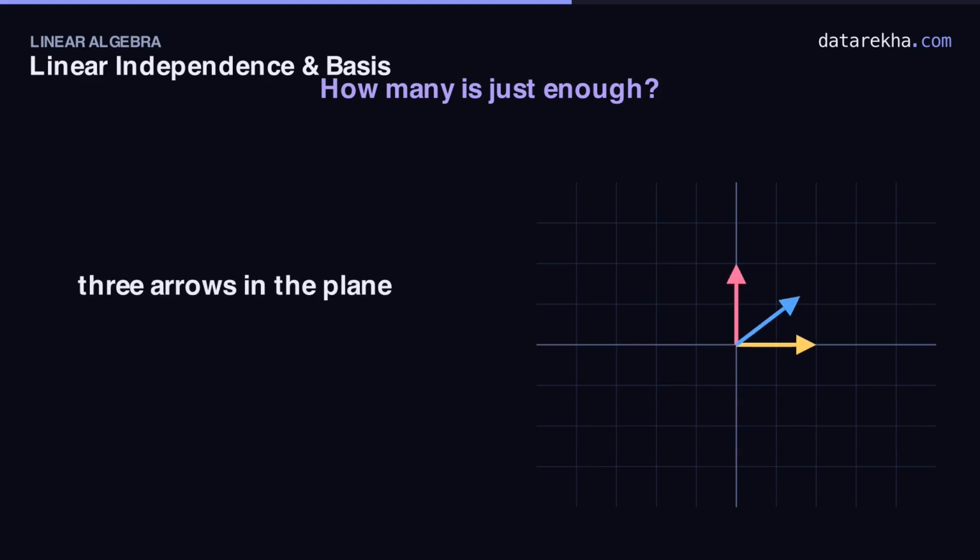2 arrows already reach everywhere. So the moment you add a third, it has to be some blend of the first 2. Here that blue arrow is 8/10 of the gold plus 6/10 of the rose. 3 vectors in a 2-dimensional plane can never all be independent. Too many arrows, guaranteed redundancy.